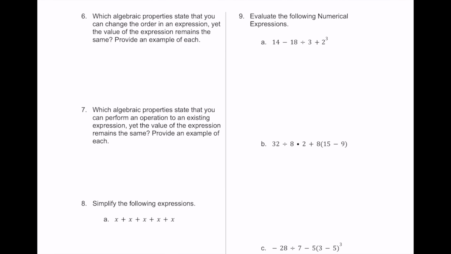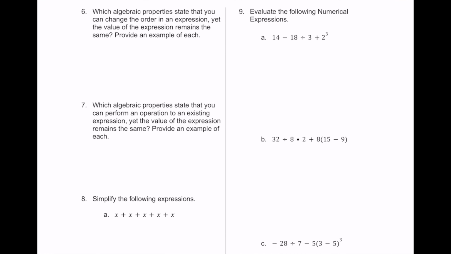Here's number 6. For number 6, we're going to be trying to write some algebraic properties here that state that you can change the order in which we are solving an expression, so that the value is still going to stay the same, and we're going to provide an example. One of the properties would be the commutative property of addition. So for example, if you had something like 3 plus 4 plus 6, you could also say the same thing as maybe something like 4 plus 3 plus 6.